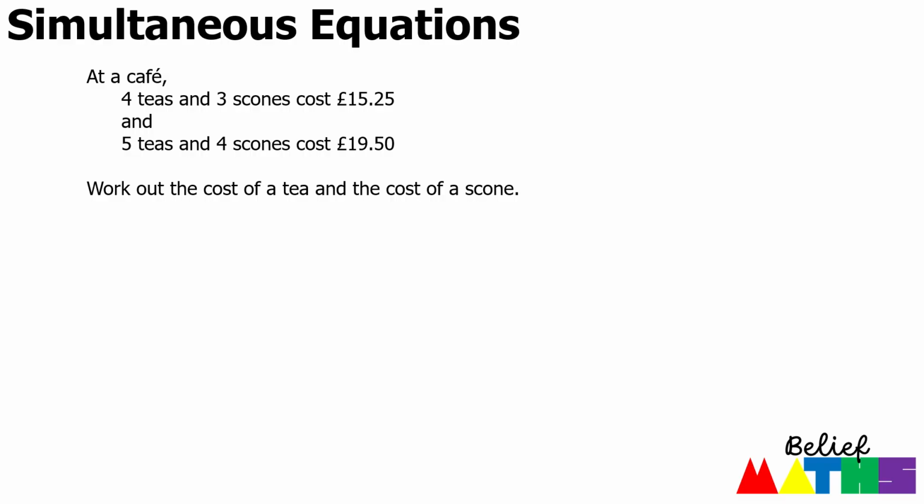The next topic is simultaneous equations, and this gives us a word problem that we can convert into a simultaneous equation to then solve. Now I like to convert my values into x and y. You can use t and s, you can use any letters you want, but I just like to always use x and y. And I put them above here just to remind me which one each one is. So my first equation is 4x plus 3y is equal to, and I like to convert this into pence, so 1525. And then the second one, 5x plus 4y is equal to 1950.